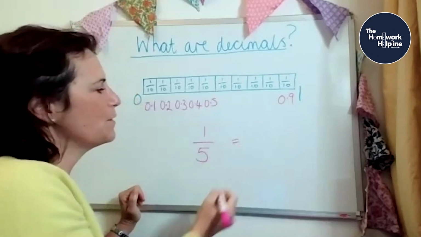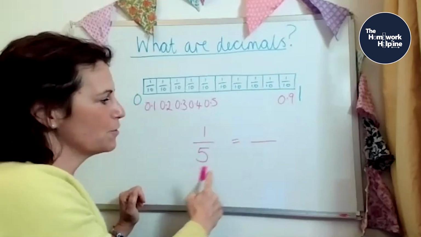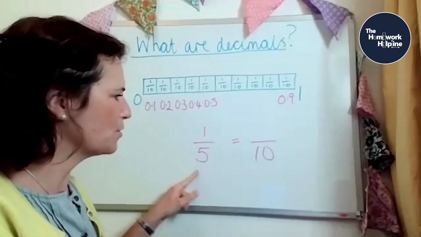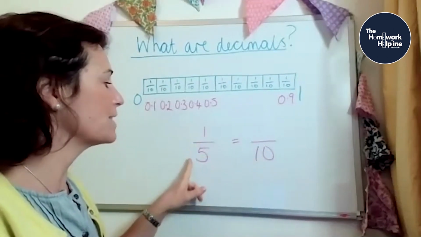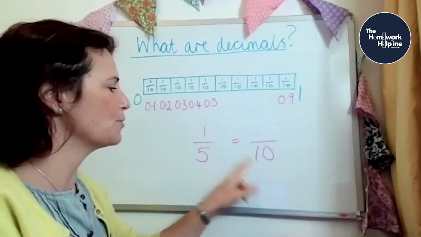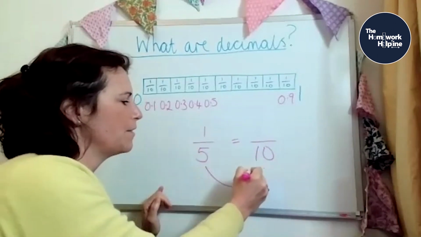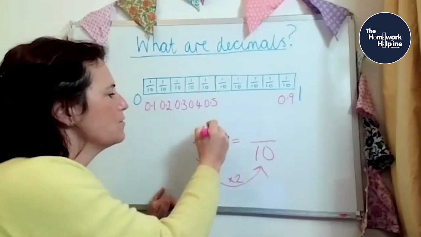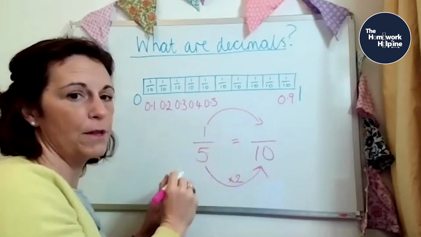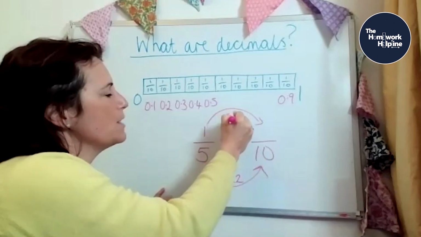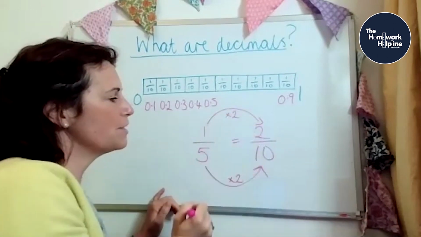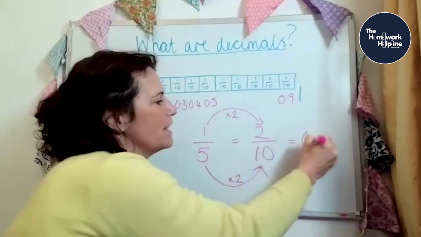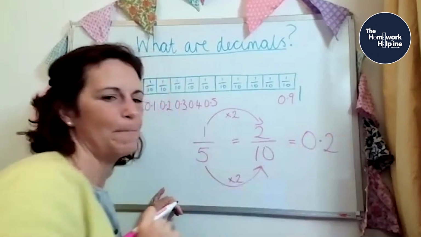But to find an equivalent fraction, remember I've got to turn it into tenths. I need to do exactly the same to the top as I do to the bottom. So what have I done to turn fifths into tenths? We've times it by 2. So I must do the same to the top number, the numerator. I must times that by 2 as well. So I have 2 tenths now. And now, because that's in tenths, I can turn it into a decimal.